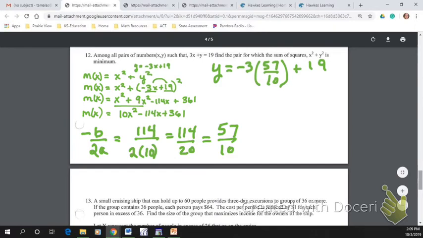So if I was doing this, I know that's 5.7. Anytime you divide by 10, it just moves the decimal over. I'd probably type it in the calculator as 5.7. But if you want to use the fraction, that's perfectly fine too. Negative 3 times 57 divided by 10 plus 19. If you type that in your graphing calculators, what will it come out to as a fraction?